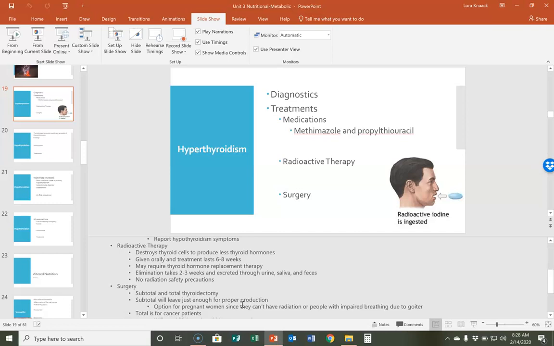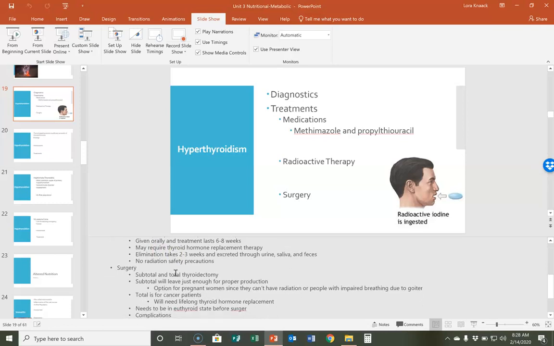Because of this type of treatment, there are usually no radiation safety precautions with this. Typically with radiation safety precautions, it's like staying so many feet away from newborns, pregnant people, people with immunocompromised status, watching where you're going. You have to usually stay inside. With this type of treatment, that is not usually the case. However, every doctor has their own recommendations as well.